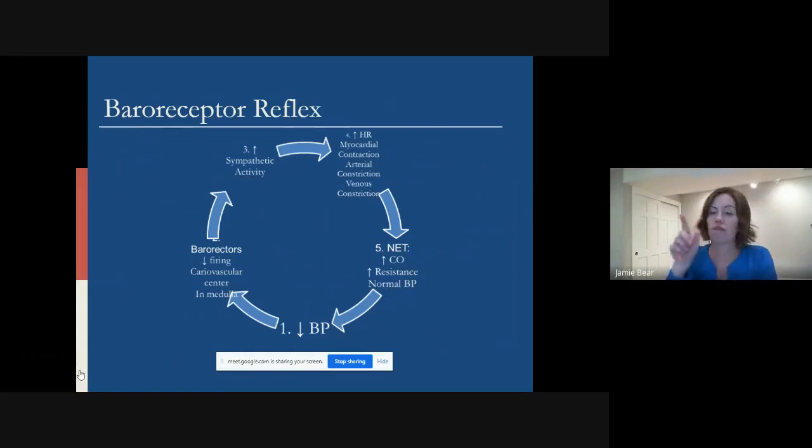So it's just our baroreceptors in our body are constantly doing this feedback loop to maintain homeostasis and keep our blood pressure where it needs to be to deliver the appropriate amount of blood flow to the organs.